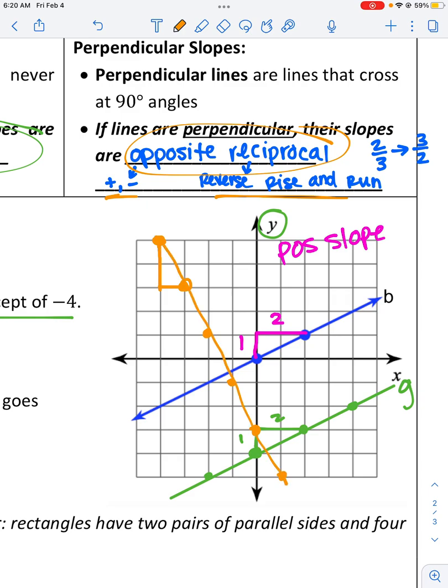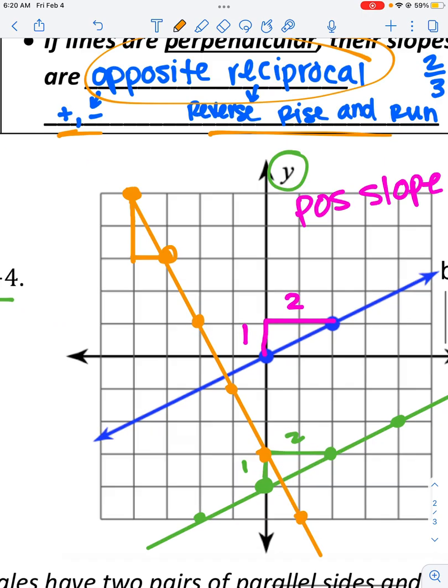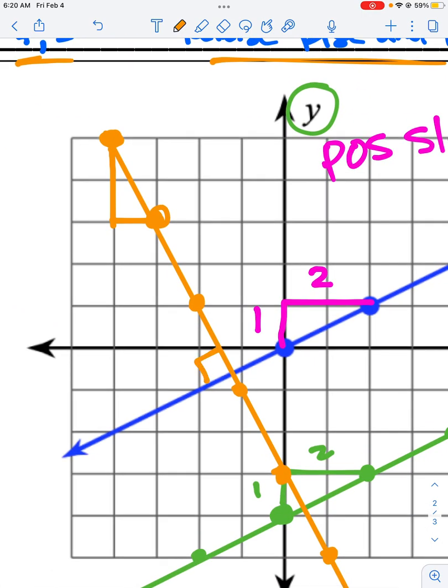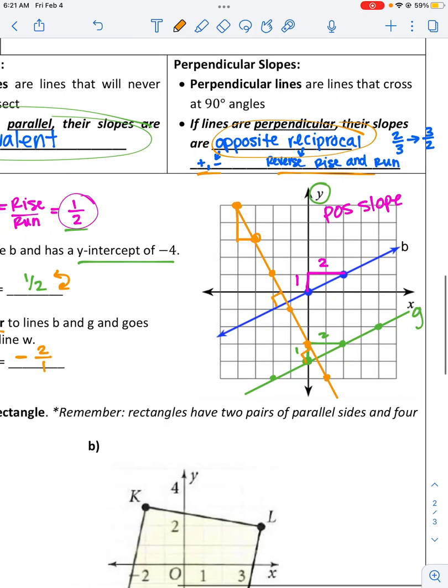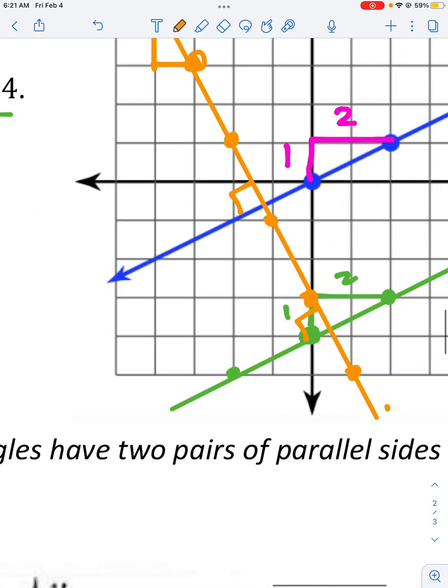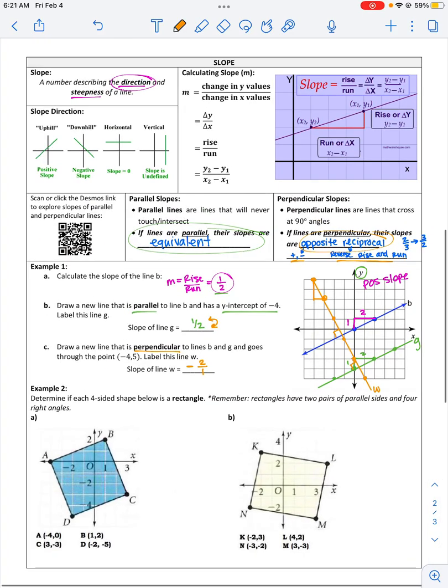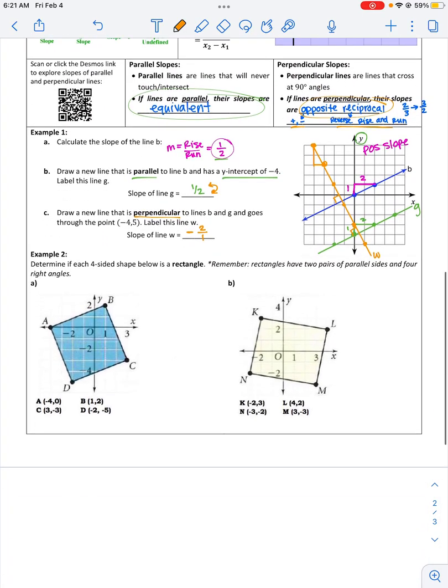So this orange line here, because its slope is the opposite reciprocal, I know that it's meeting both of these lines at 90-degree angles. So this was line W. All right, so that's a little review of slope and then understanding parallel and perpendicular slopes.